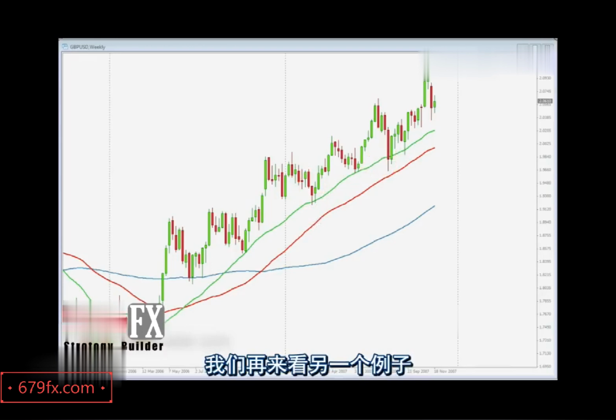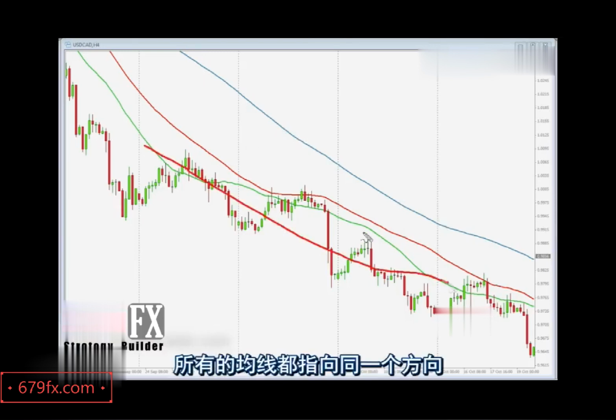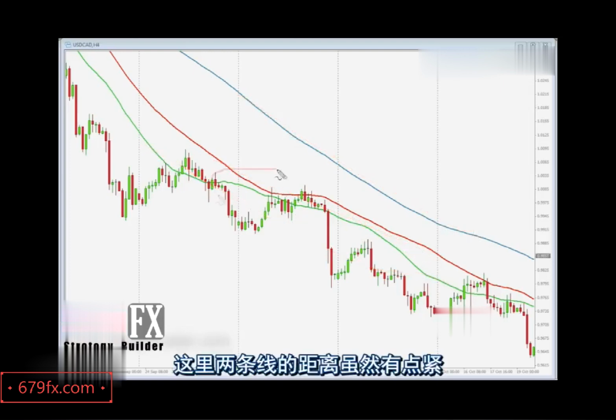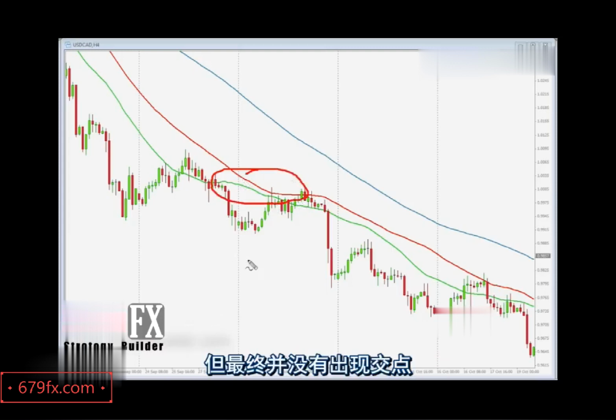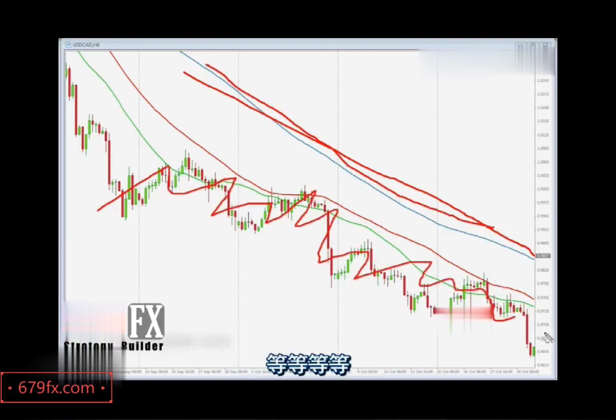Right, next, let me show you another example. In this case, the USD against the Canadian dollar. I'm gonna make this very quickly because it's basically the same thing. First of all, we analyze whether we are in a trending scenario or not. Yes, we are. All the moving averages are in the same direction. No crossover whatsoever. There's a little bit of snaking around there. They get close to each other, but nonetheless there is no crossover. Price is nowhere near the 100. Have a look where the 100 is, the blue line, remember, and price is very far below it.